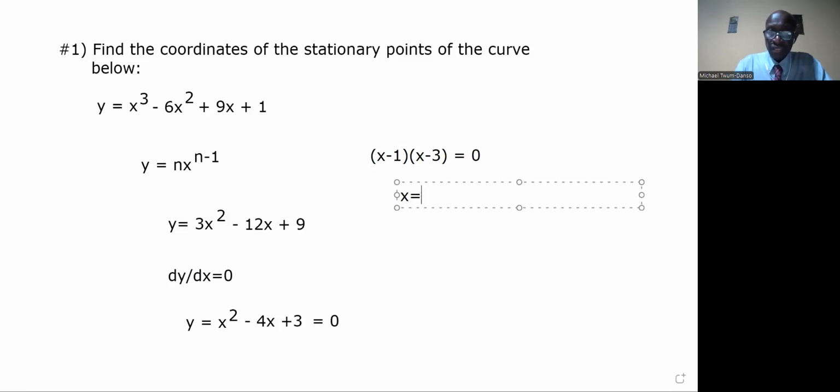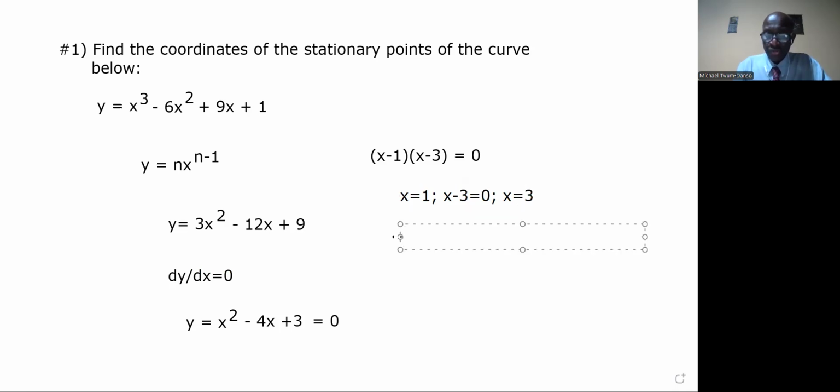So this x minus 1 equals 0. When you add 1 to both sides, you get 1. Same way, x minus 3 equals 0 because we're solving for x. So when you add 3 to both sides of x minus 3, because we want to isolate and solve for x, x will be equal to 3.